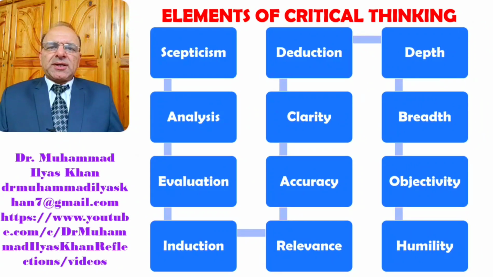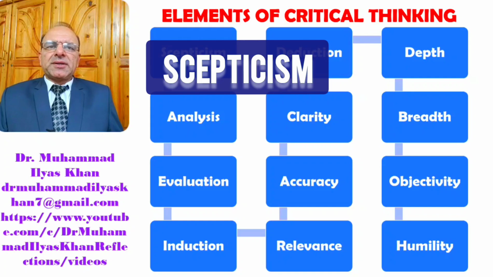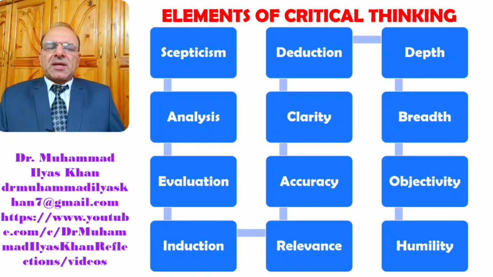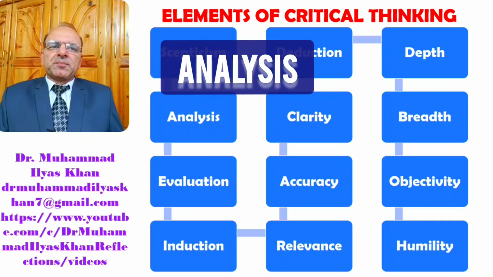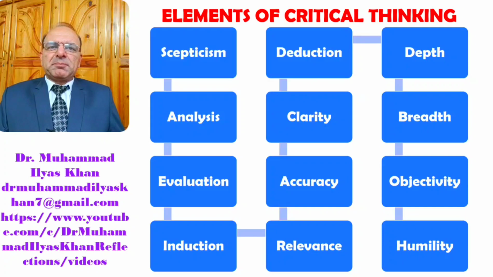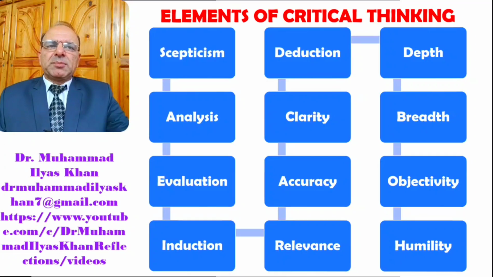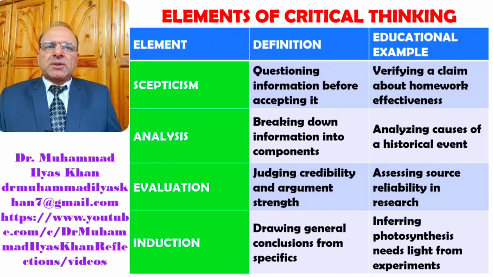Now, what are generally the elements of critical thinking? The main elements of critical thinking include skepticism, analysis, evaluation, induction, deduction, clarity, accuracy, relevance, depth, breadth, objectivity, and humility. We will briefly describe these with examples from the field of education. So skepticism is very important as an element of critical thinking.